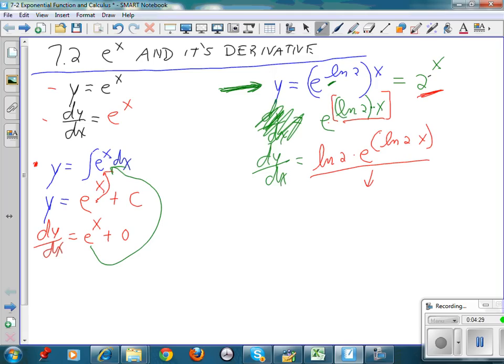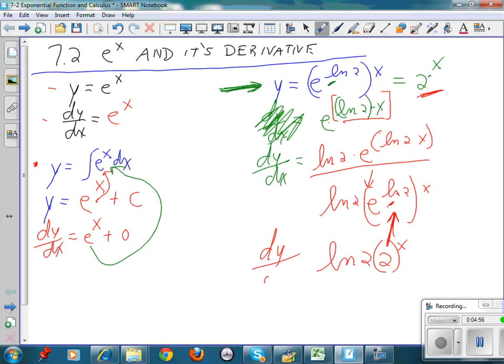Well, let's clean this up a little bit. What's e to the ln of 2 times x? That's really going to be e to the ln of 2, to the x power, times ln of 2. What's this right here? That is just 2. So this is going to be 2 to the x times ln of 2, dy/dx. So these are important results here.